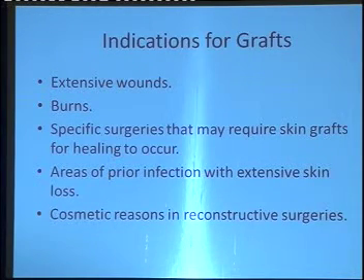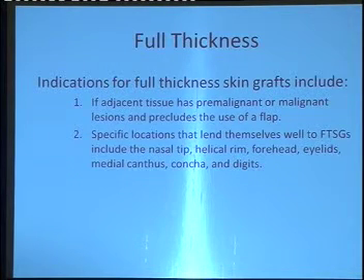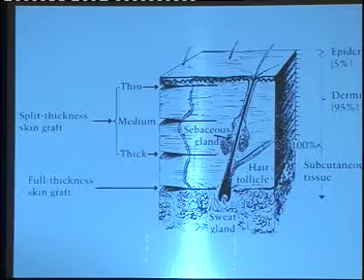Where do you give a graft? Extensive wounds, burns, so we are concerned for the wounds. Areas of primary infection with extensive skin loss, and for cosmetic purposes also. The full thickness indication is when adjacent tissue has pre-malignant or malignant lesions, where whenever it is taken you should give a good coverage. Specific locations where full thickness is given: tip of the nose, the helix of the rim, forehead, eyelids, concha, all those things. This is more of interest for plastic surgeons.